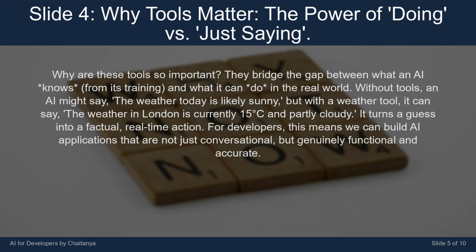Why are these tools so important? They bridge the gap between what an AI knows from its training and what it can do in the real world. Without tools, an AI might say, "The weather today is likely sunny," but with a weather tool, it can say, "The weather in London is currently 15 degrees Celsius and partly cloudy." It turns a guess into a factual, real-time action. For developers, this means we can build AI applications that are not just conversational, but genuinely functional and accurate.